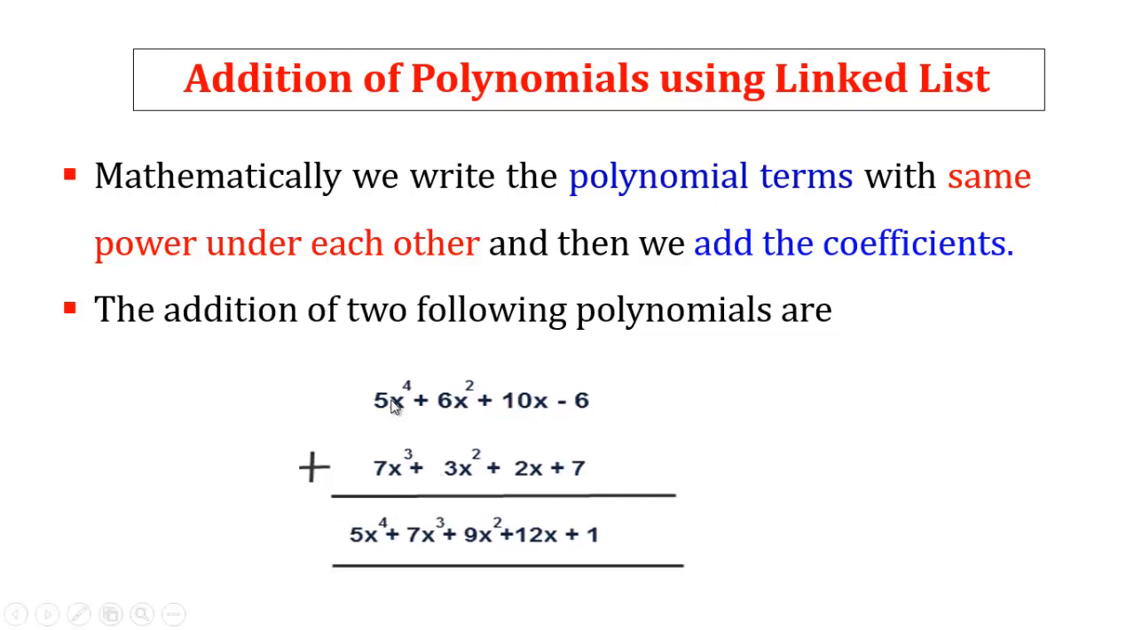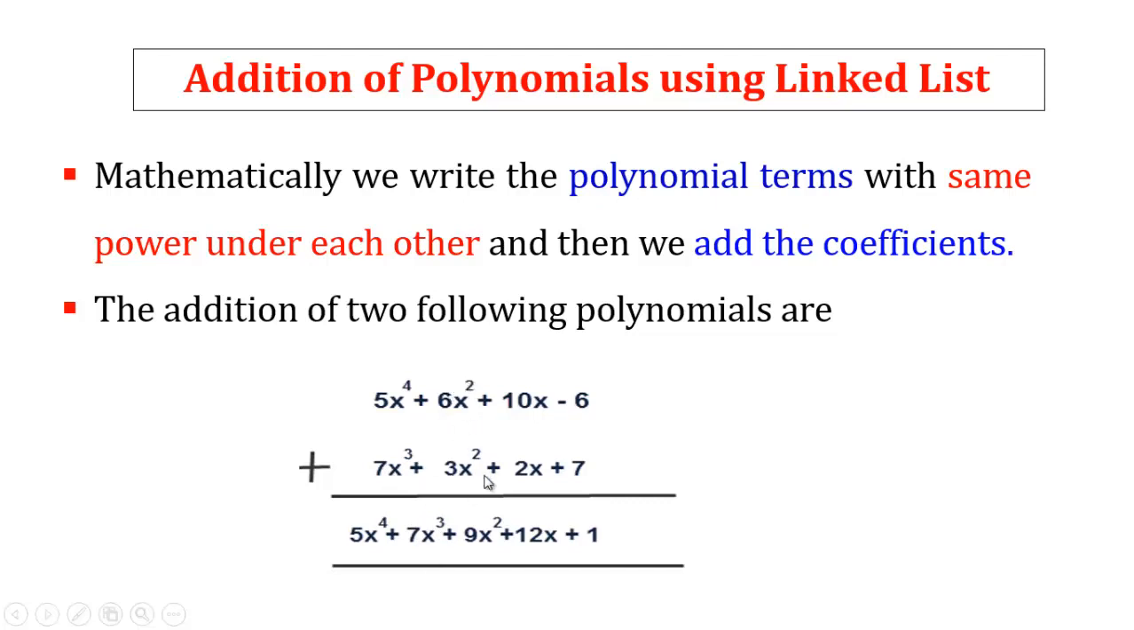First we compare 5x power 4. If there is an x power 4 in the second equation, we can add it. If it is not present in the second equation, we conclude the resultant polynomial equation starts with 5x power 4 plus. Then 6x power 2 is compared with 7x power 3. We compare only the power, and if the powers are the same we can add. This is quite different, and 7x power 3 is the highest value, so we write it. Then 6x power 2 is compared with 3x power 2.